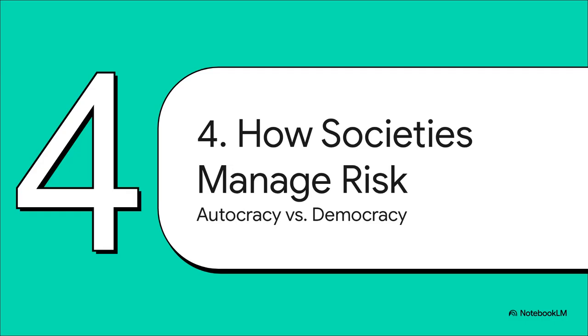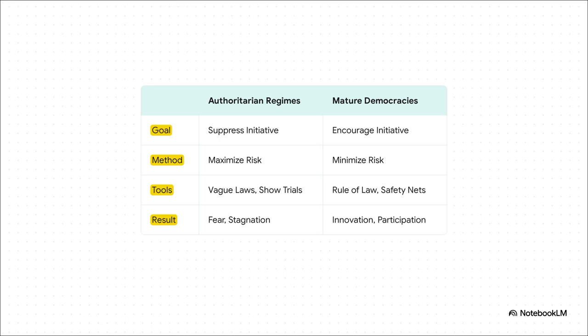Okay, so this is where it gets really fascinating. This whole model scales up from you and me to entire countries. Let's look at how different societies manage risk, comparing autocracies and democracies. So check this out. On one side, you've got authoritarian regimes. Their whole goal is to crush personal initiative.